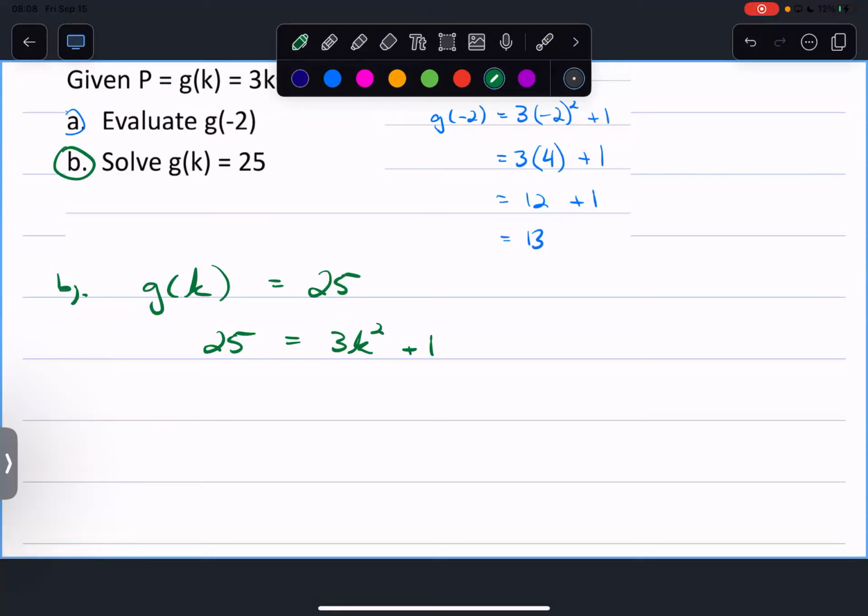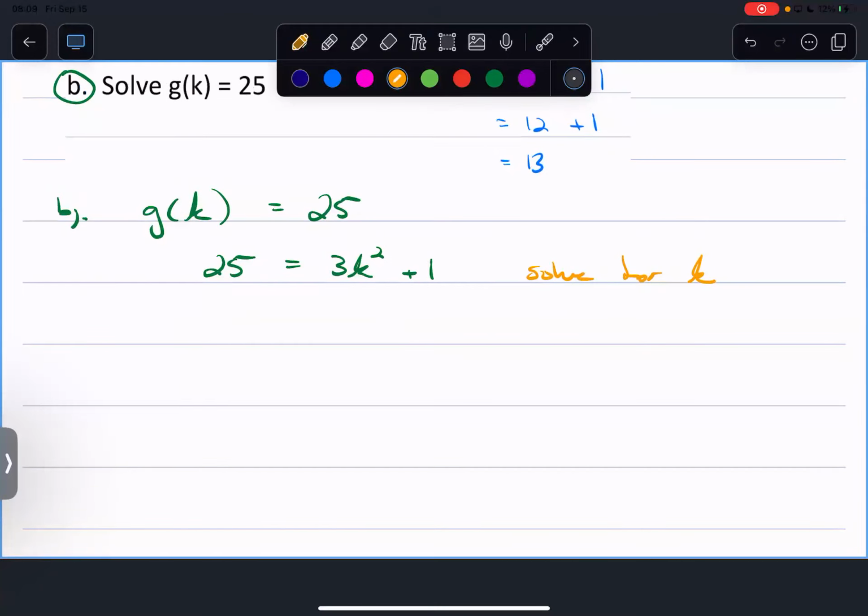Sorry, on my end, there's a pen box here, so I can't see sometimes, but that's okay. All right. So now we're going to solve for k. That's our goal here. Solve for k. Subtracting 1 from both sides, right? 25 minus 1 is 3k squared. So 24 is 3k squared.